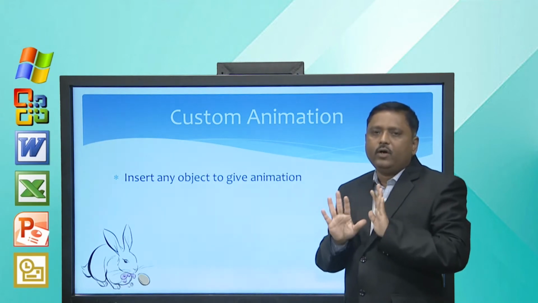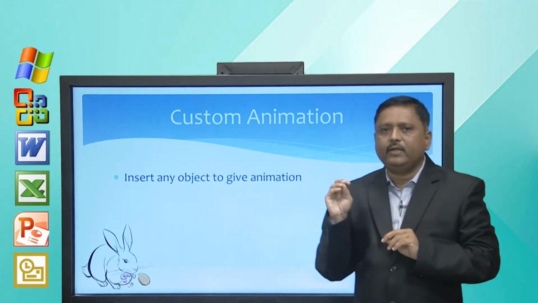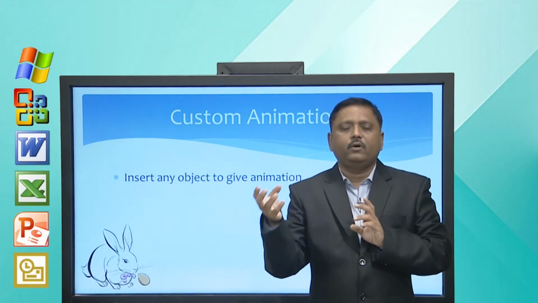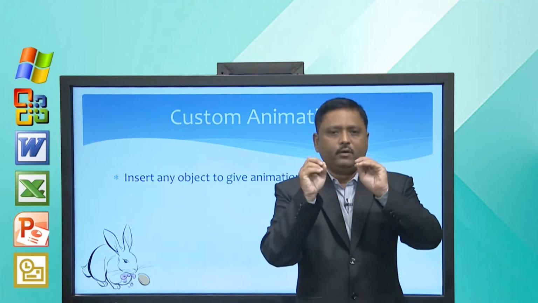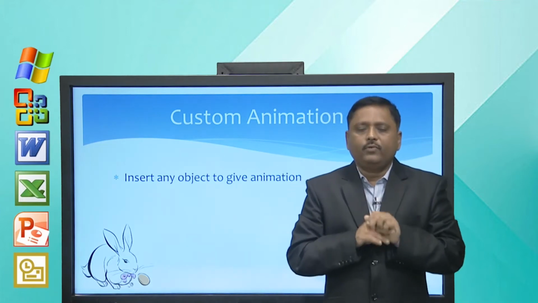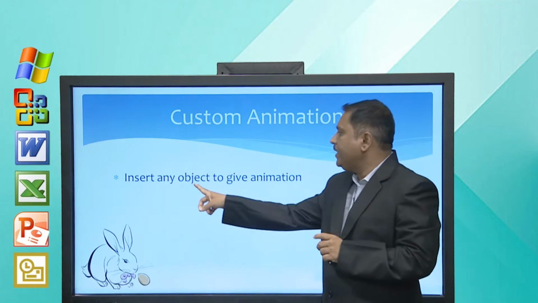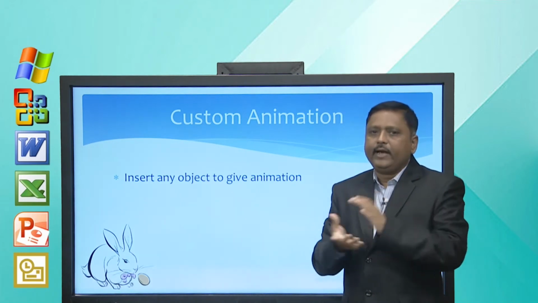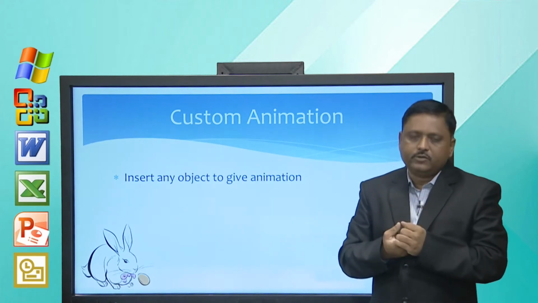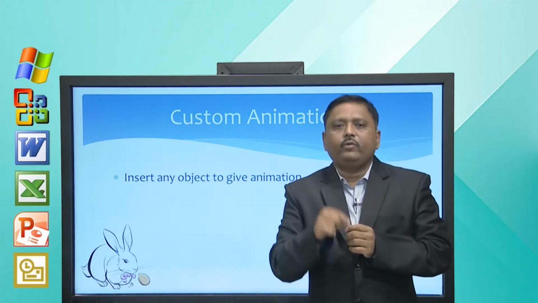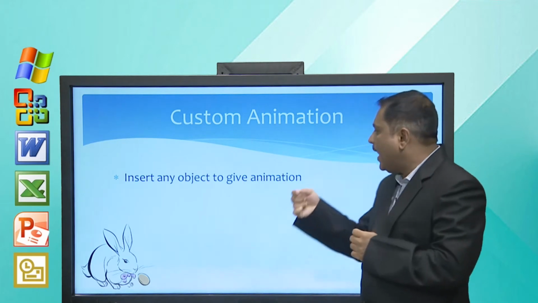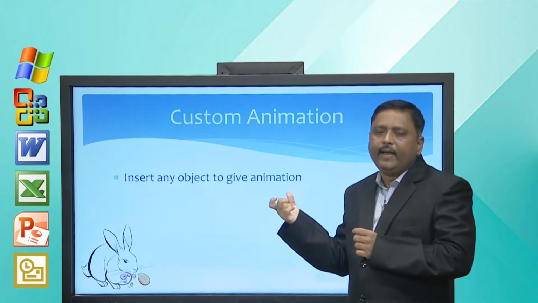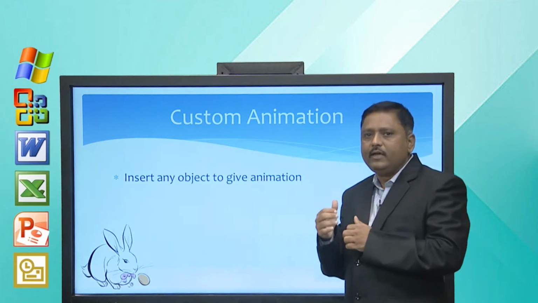In order to apply animation, you can have either text or image or clip art or auto shape or word art on your slide. First of all, you have to insert an object to give animation, that is, without selecting an object you cannot provide animation. So, first you have to insert the object and then you can provide animation. Now, how to provide animation, that we see step by step.